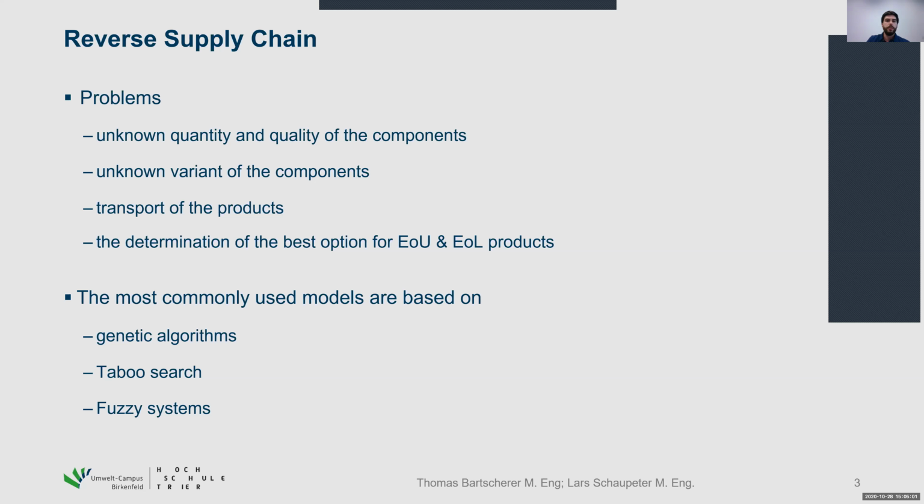In our literature research, we have found out that the existing research on using AI in the reverse supply chain mostly concentrates on the general network design to establish an infrastructure to manage the reverse channel. So the mostly used methods for the network design we found are genetic algorithms, taboo search, or fuzzy systems.